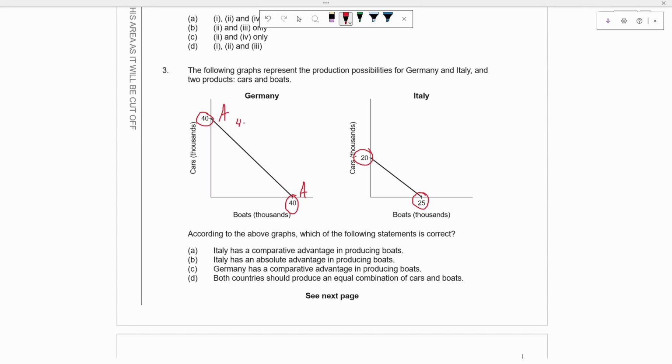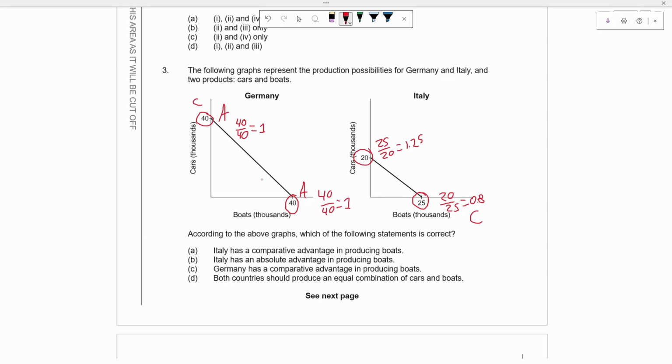Doing that, we get 40 divided by 40, which equals 1. And the same thing over here, which equals 1. And then for Italy, it would be 20 divided by 25, which equals 0.8. And then 25 divided by 20, which gives us 1.25. So if we look at the opportunity costs, you can see that Italy has the lowest opportunity cost in producing boats. Therefore, Italy has a comparative advantage in producing boats. And if Italy has a comparative advantage in producing one good, we give the other country the other comparative advantage. So Germany would have a comparative advantage in producing cars.